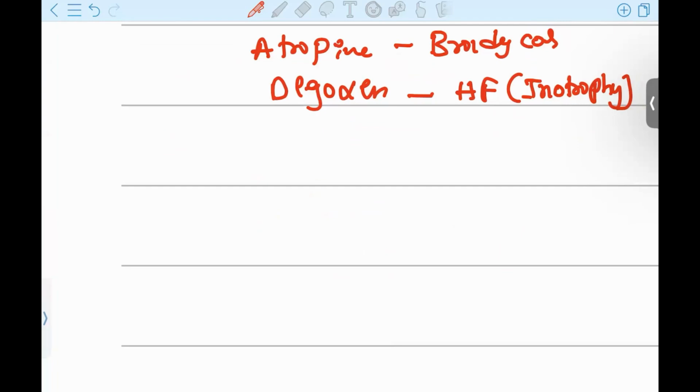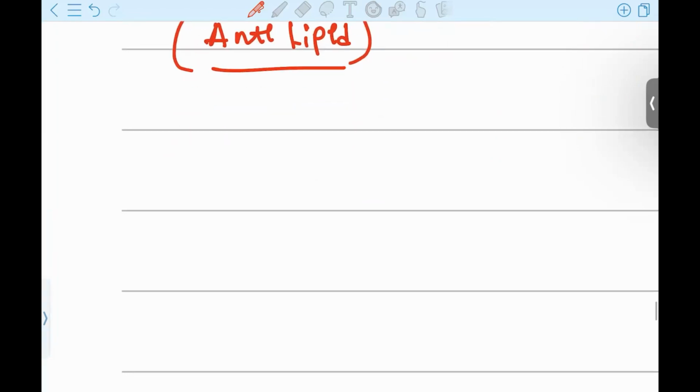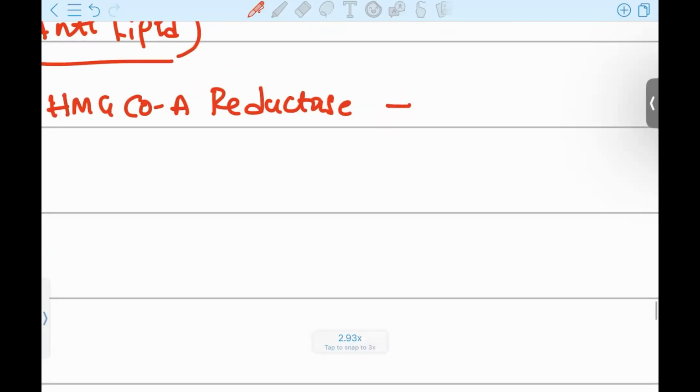And next one is your anti-lipid drugs. What are those anti-lipid drugs? The most commonly used are the HMG-CoA reductase inhibitors. These drugs we are going to use. What are those? All your statins.